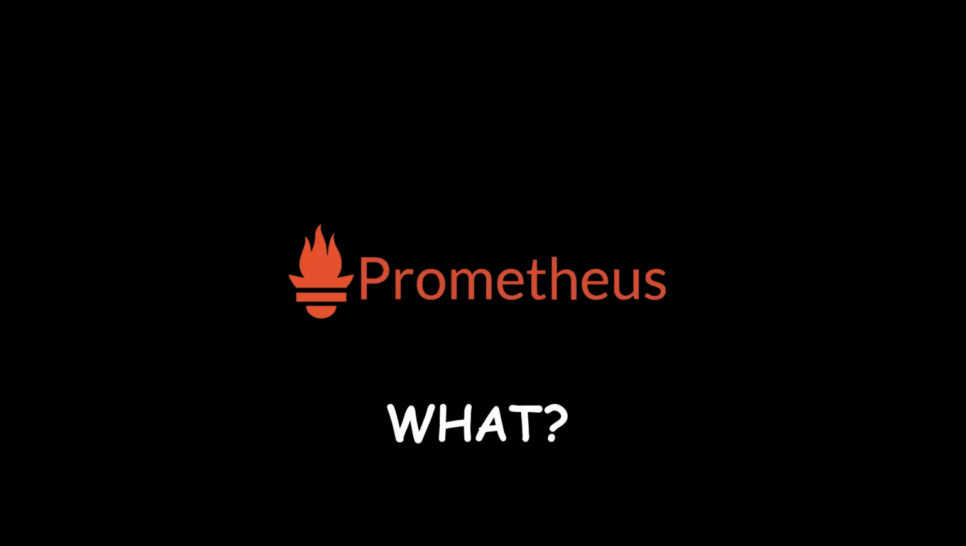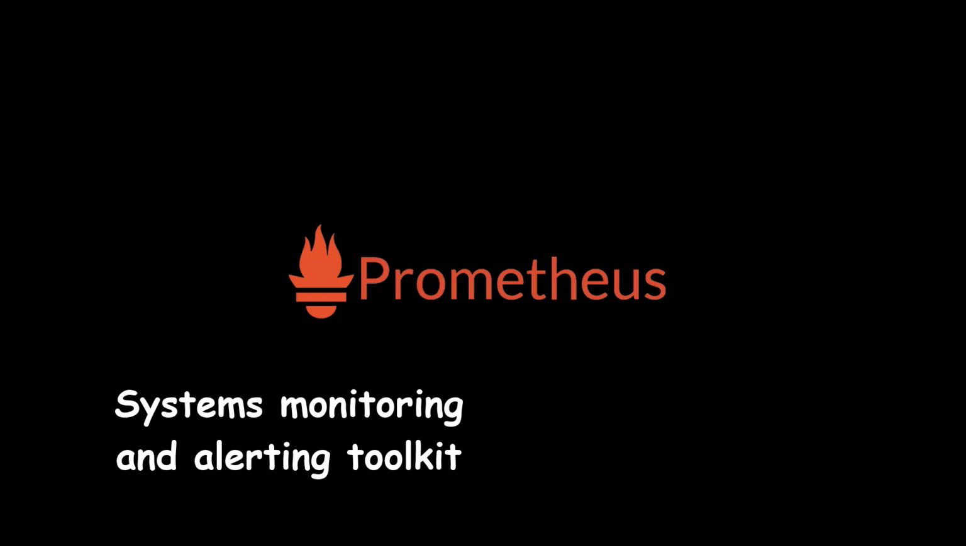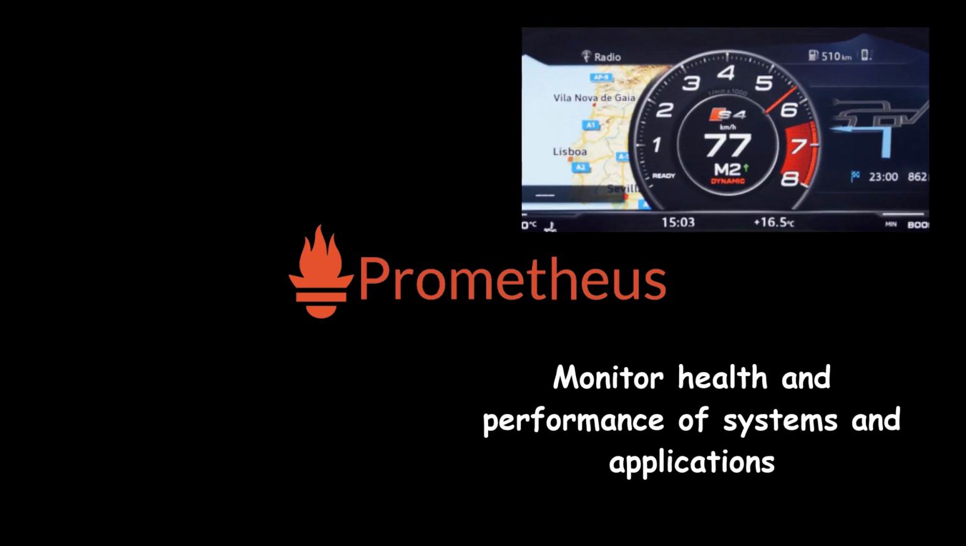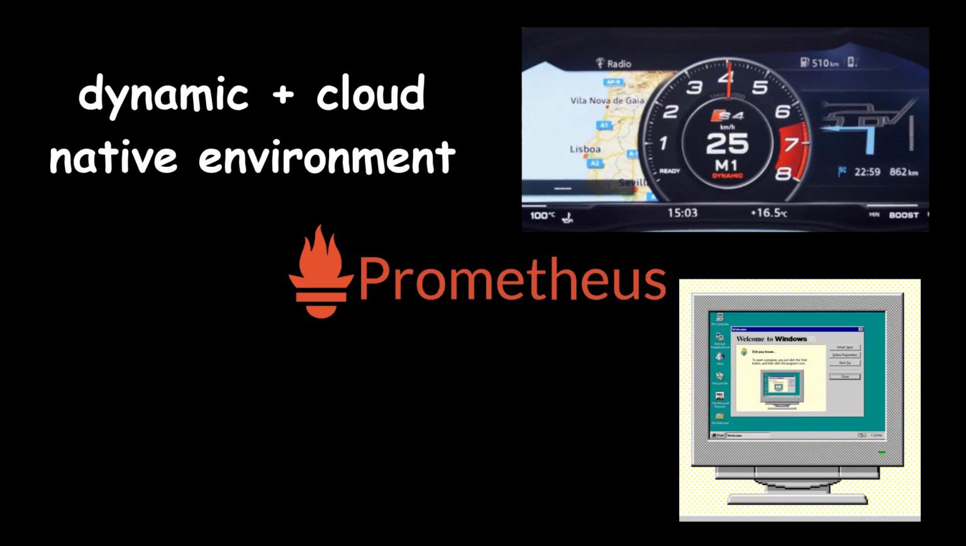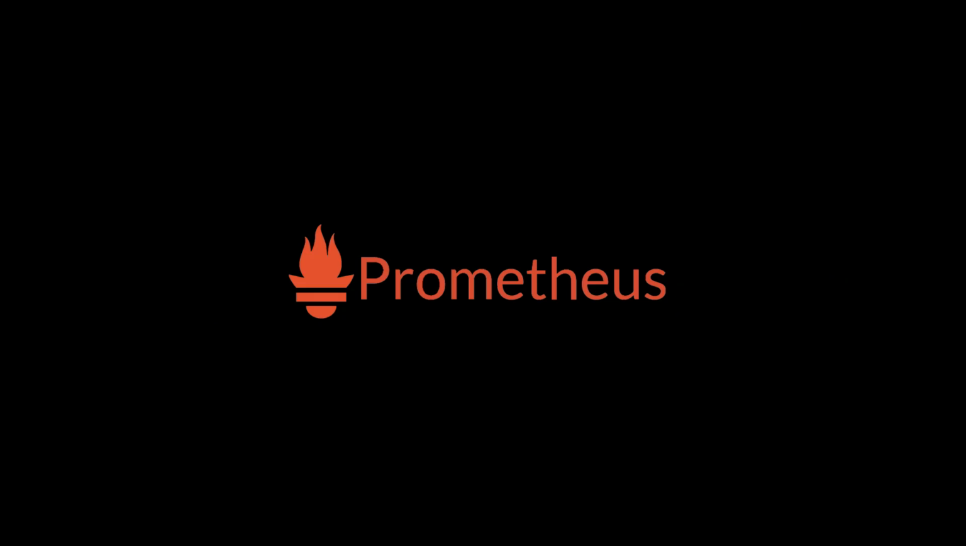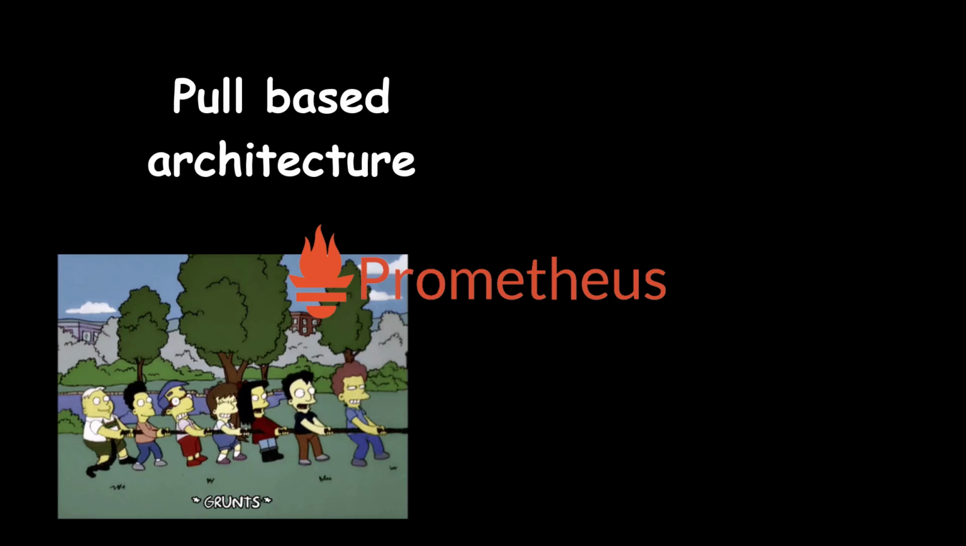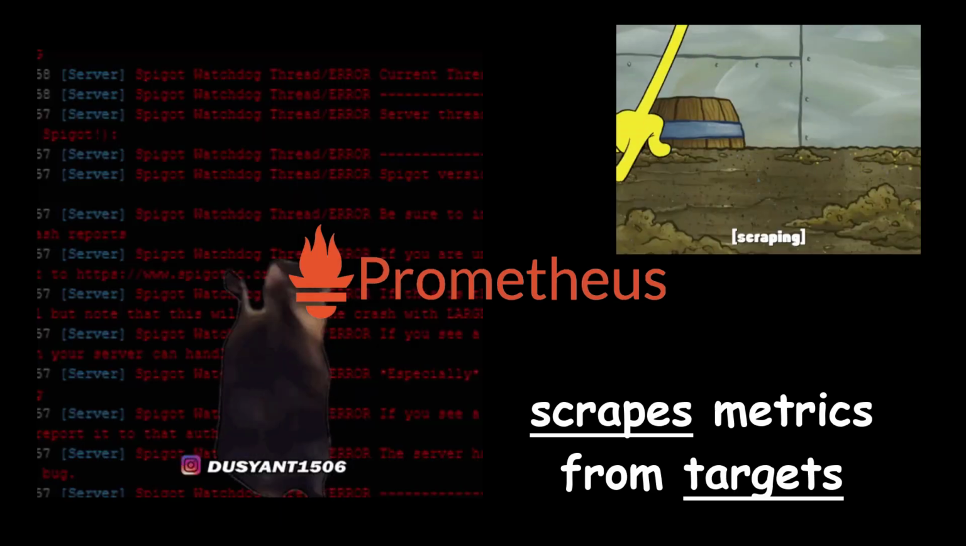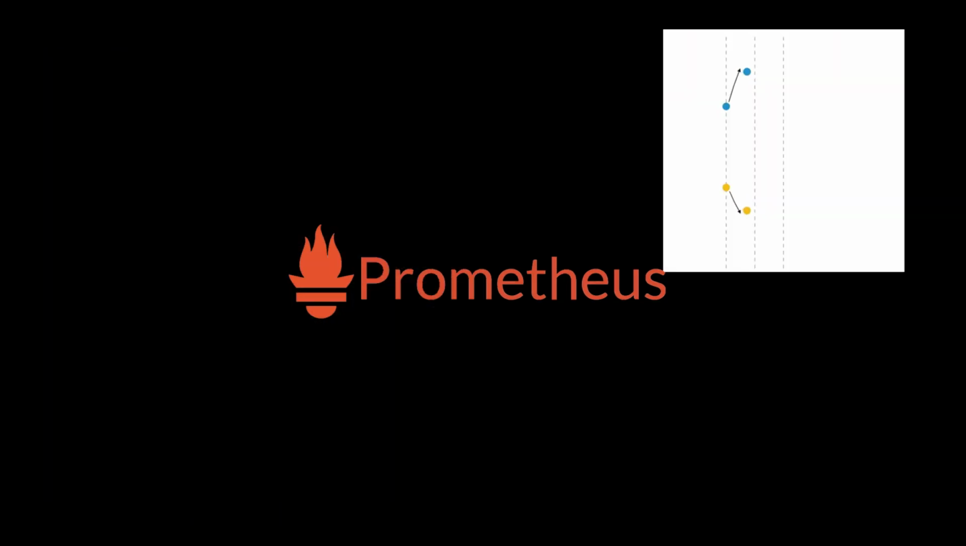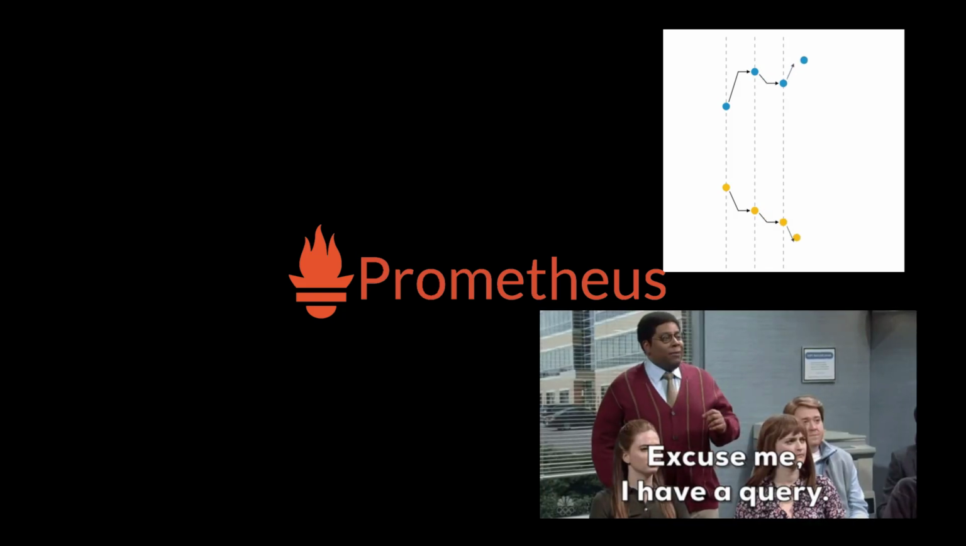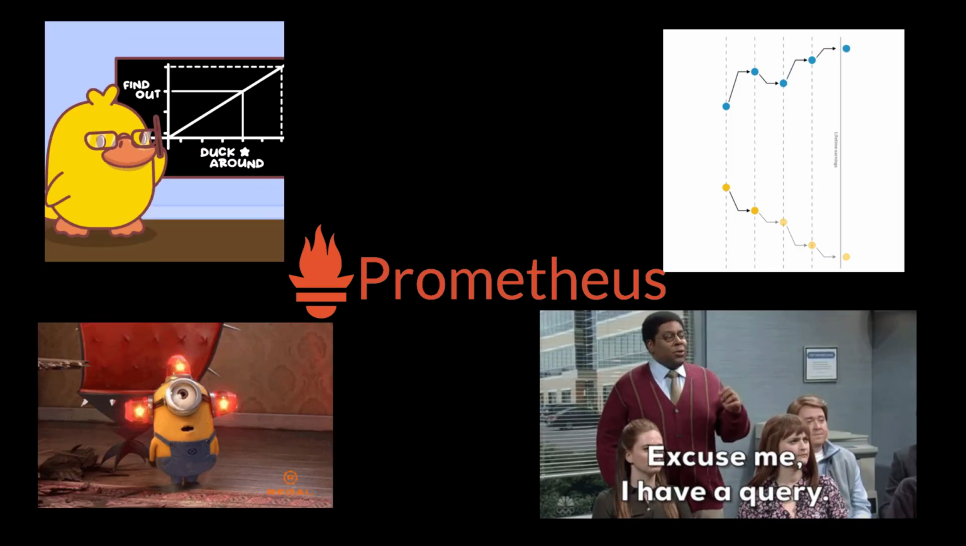But what is Prometheus? In a nutshell, Prometheus is a systems monitoring and alerting toolkit. It's designed to monitor the health and performance of systems and applications in a dynamic, cloud-native environment. Prometheus uses a pull-based architecture where it periodically scrapes metrics from configured targets, stores them in a time series database, and allows you to query, visualize, and even alert on data.